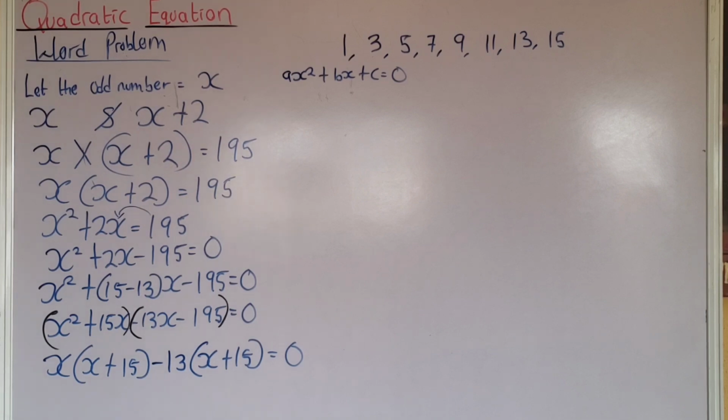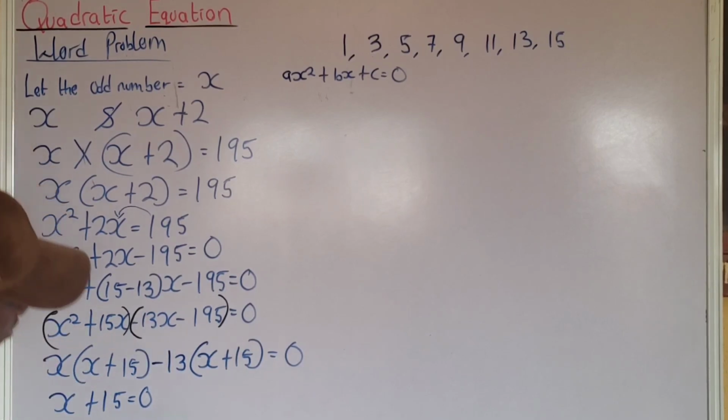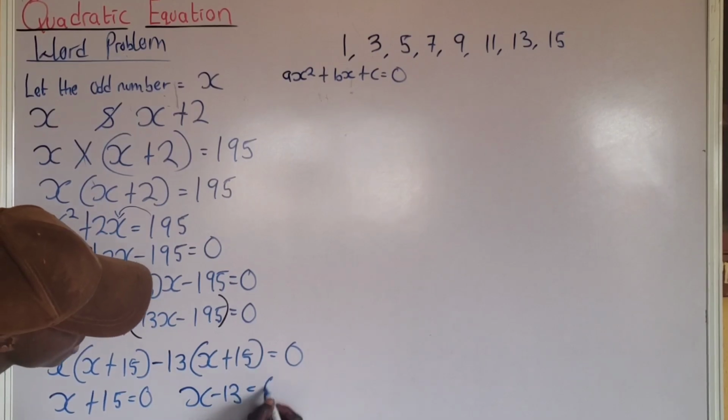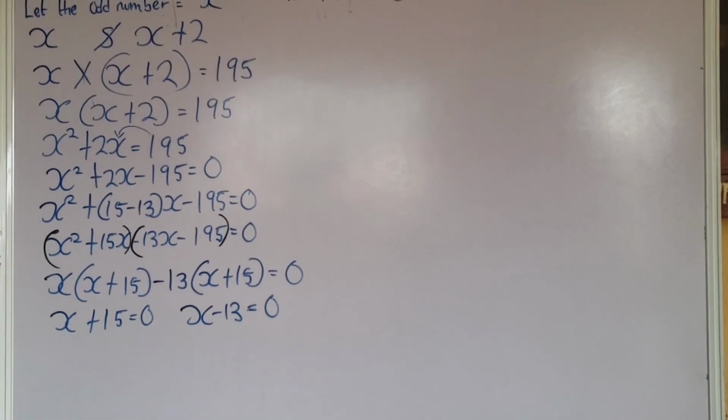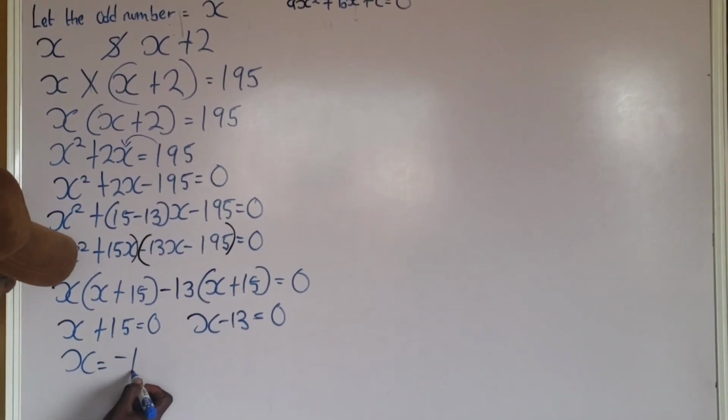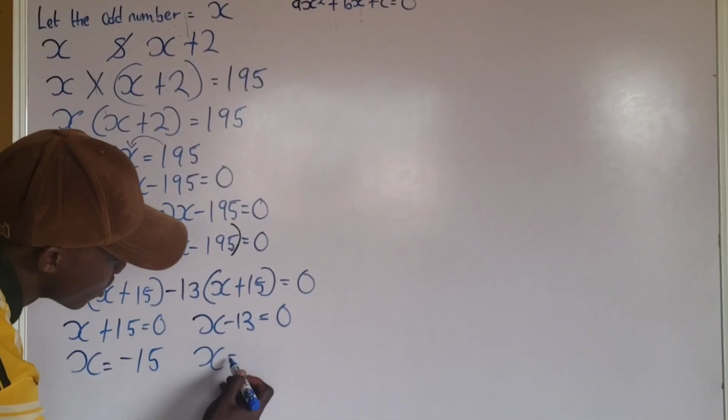You can see that we have the same content in the first and the second bracket. So we are going to choose one bracket. Hence, I'm going to have x plus 15 equals to 0. Then the factors of each bracket, which are x and negative 13, I'm going to bring them together. So I'm going to have x minus 13 as well equals to 0. Now by solving those linear equations, we're going to get the value of x. So here I'm going to have x equals negative 15 and x equals 13.